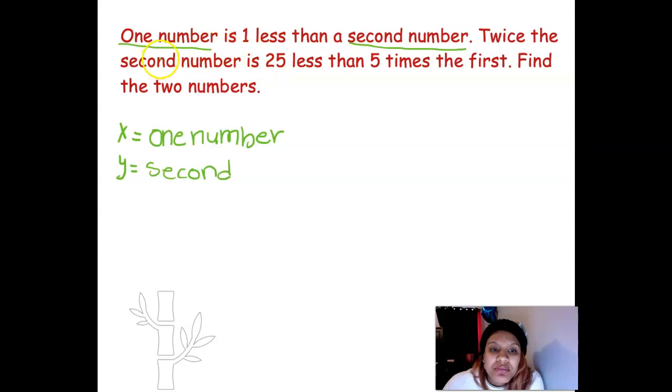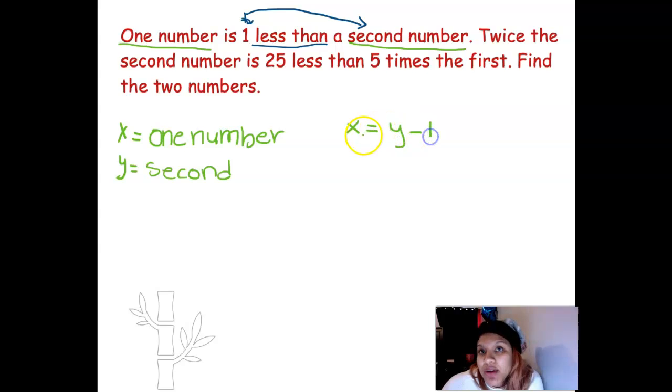and the y will be the second number. Now let's see. The first sentence tells you your first equation. The second sentence tells you your second equation. So one number is, well, I know that one number is x. The word is means equals. One less than a second number. Every time you see the words less than, whatever you see first will go after. So you're saying one is less than the second. Well, I don't know the second, I just know it's a variable y. So y minus 1.